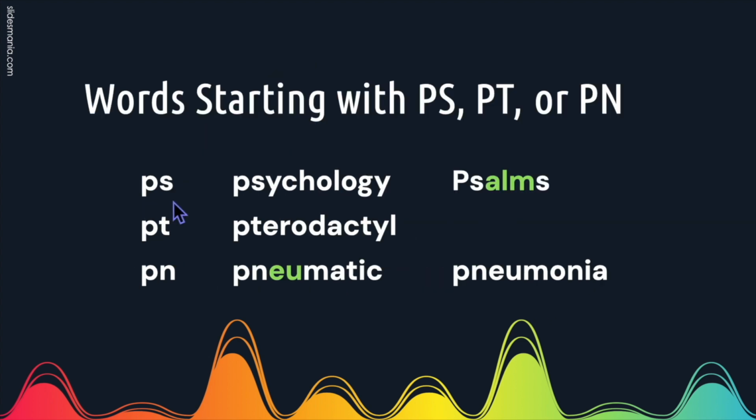When a word starts with PS, the P is silent, like in psychology. Notice the CH uses its second sound of K. And in Psalms. When a word starts with PT, the P will also be silent, like in pterodactyl, which was a type of flying dinosaur. Words starting with PN also have a silent P, like in pneumatic, EU says oo, and pneumonia.